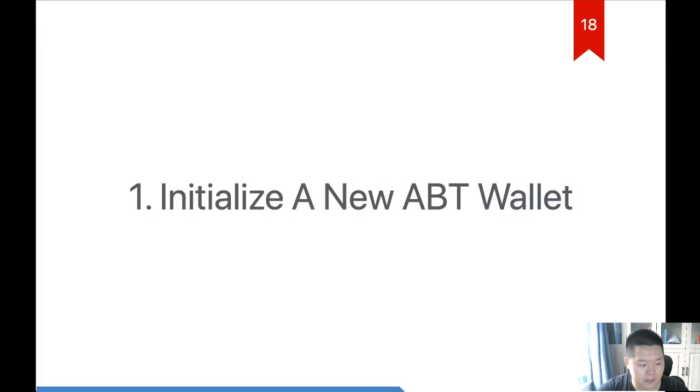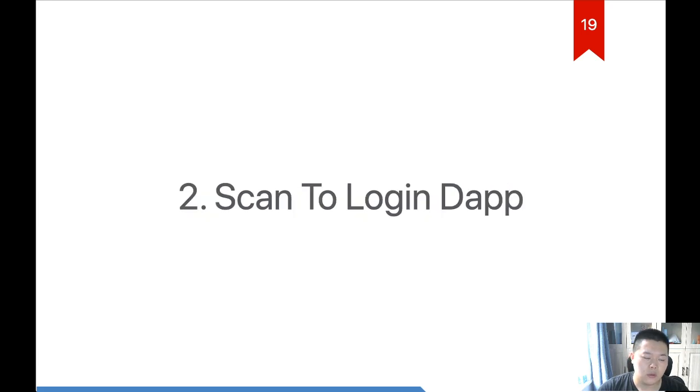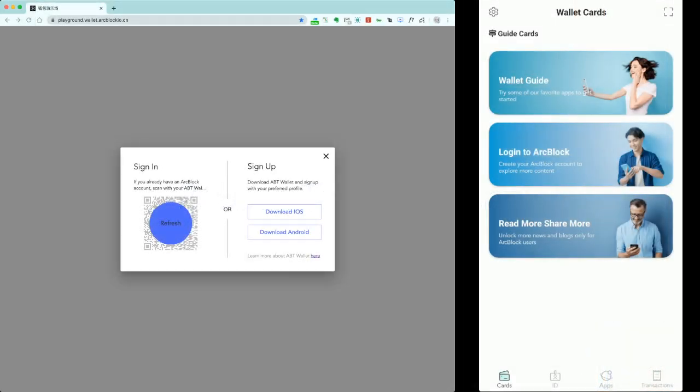After initializing our ABT Wallet, we can try to scan the QR code and log in at the app. Let's do it right now. Explorer opens an app, which is our Playground app. This app is created by our ArcBlock to explore what ABT Wallet can do and what our ArcBlock chain framework can do. Let's scan the QR code and sign in.